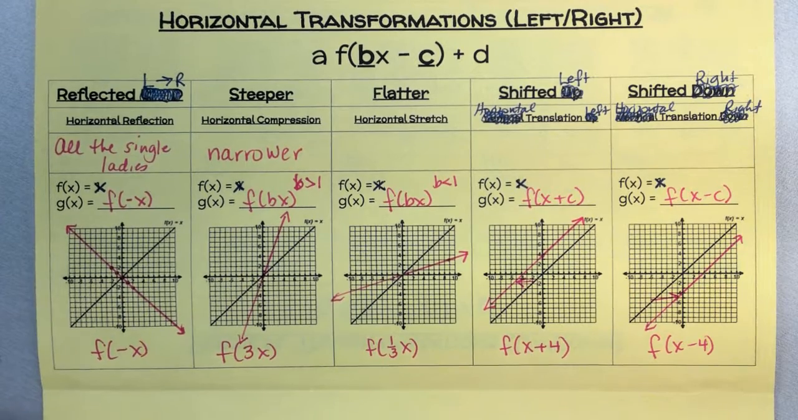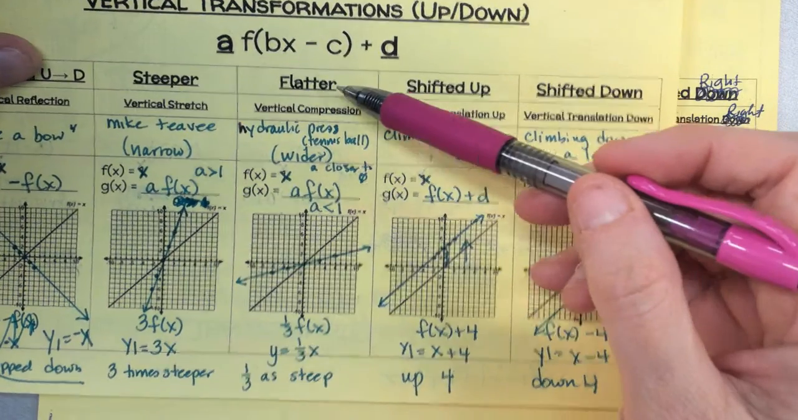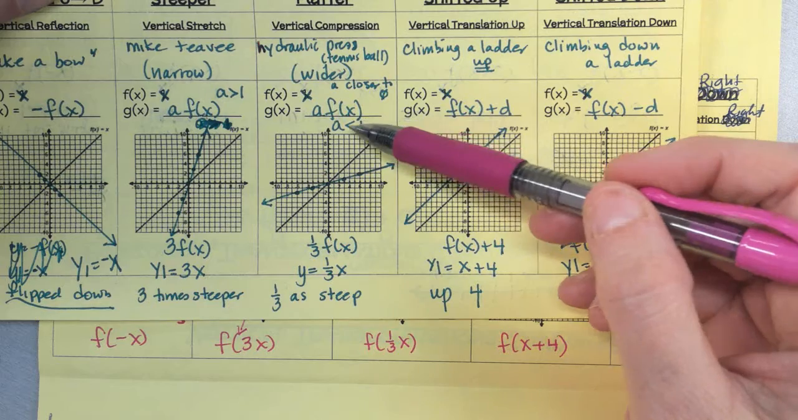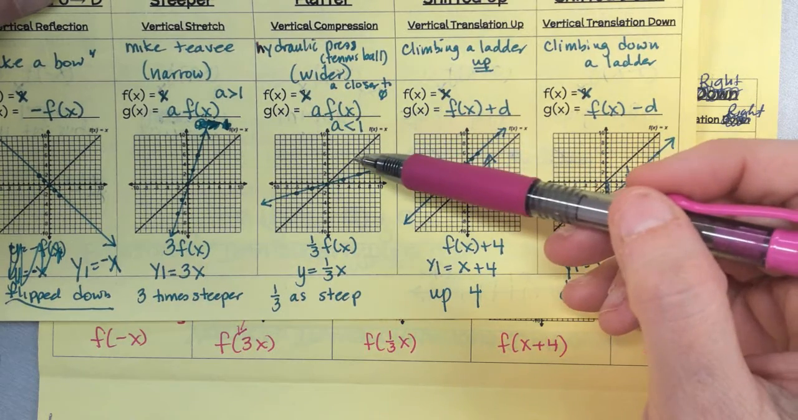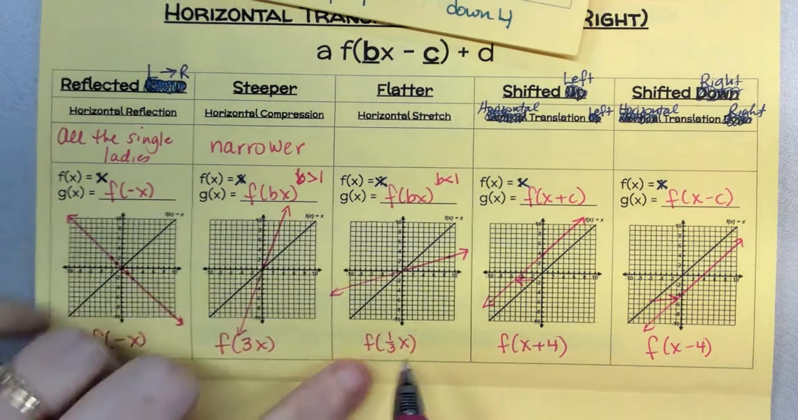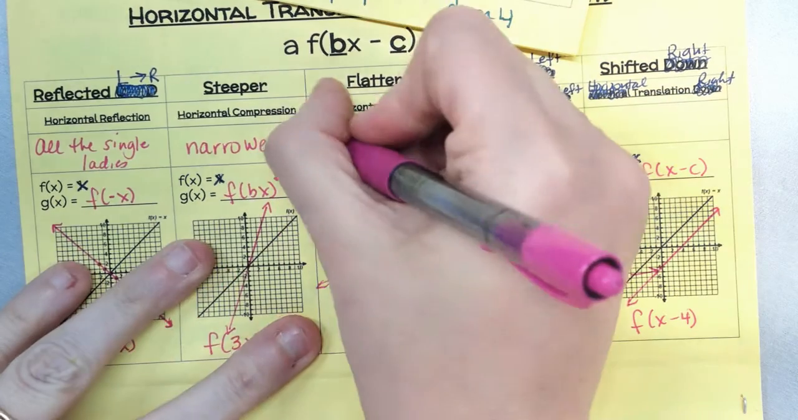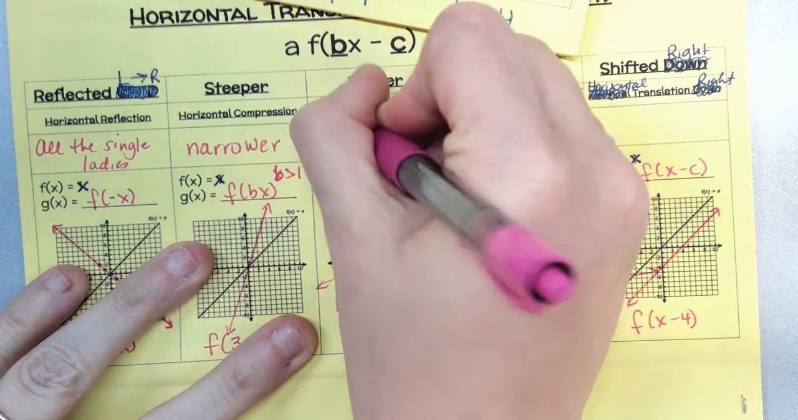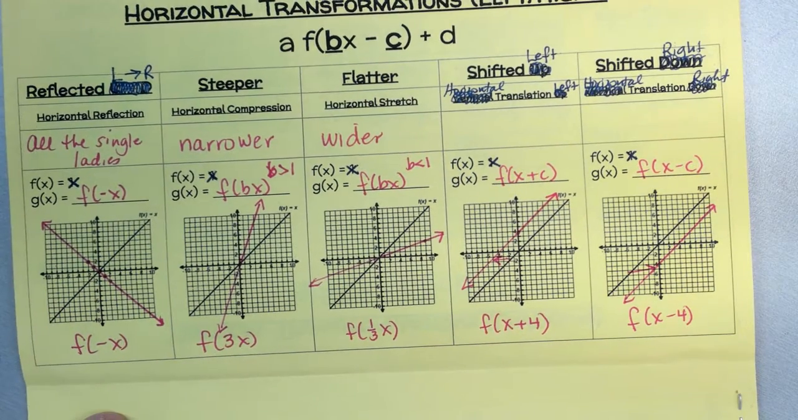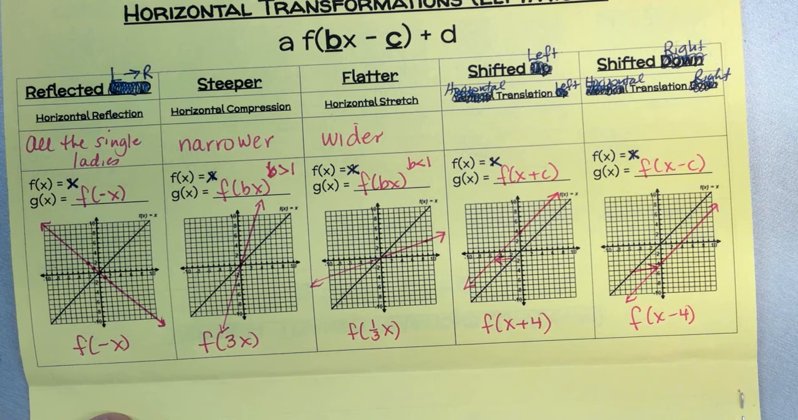Oh, just wait. Let me blow your mind some more. So yesterday when we had a f of x and a was less than 1, that was a vertical compression, right? So you'd think that if b was less than 1, it would be a horizontal compression, but it's not. It's a horizontal stretch, and the graph gets wider. You're like, what the what?